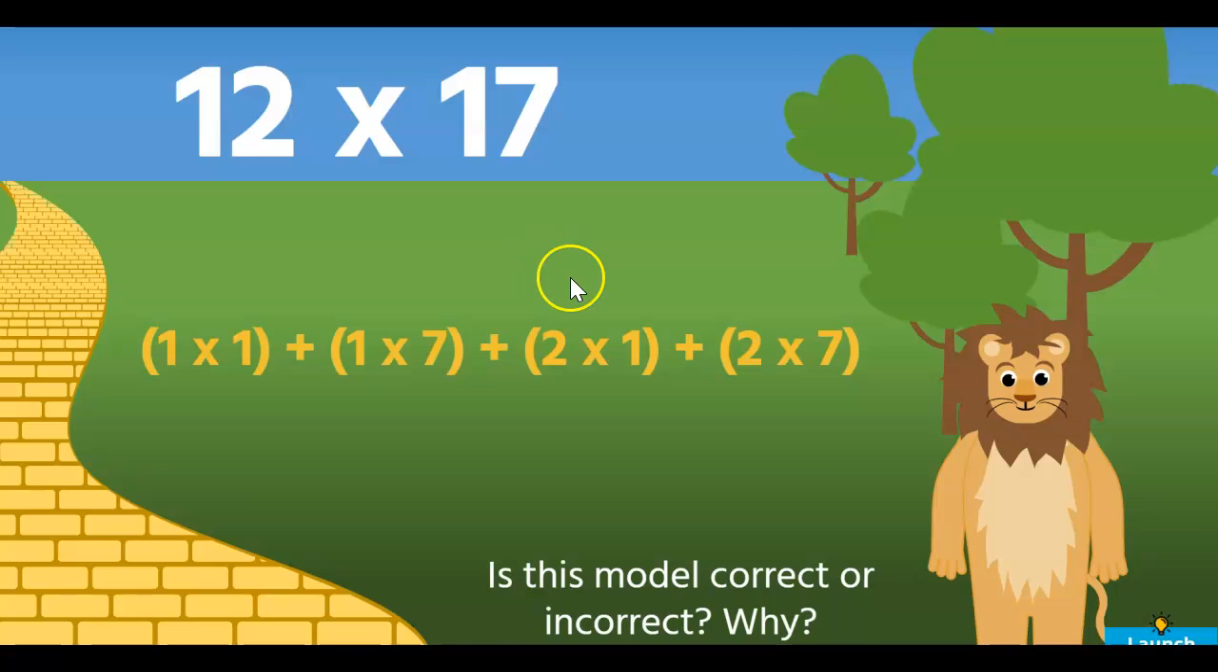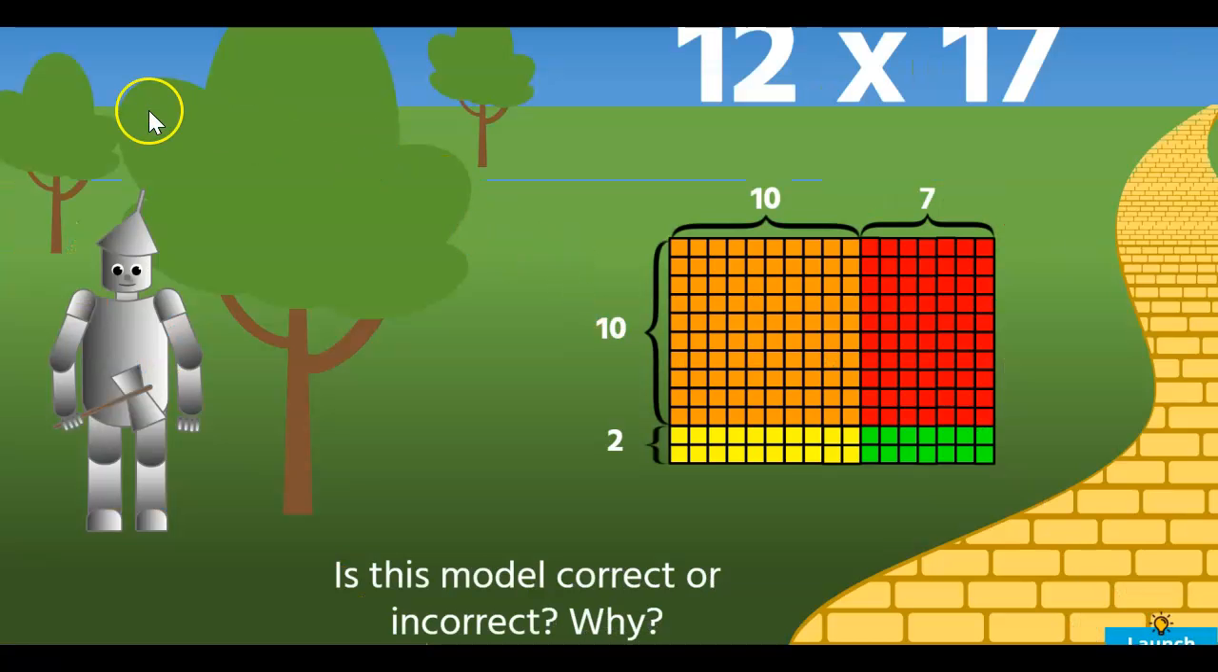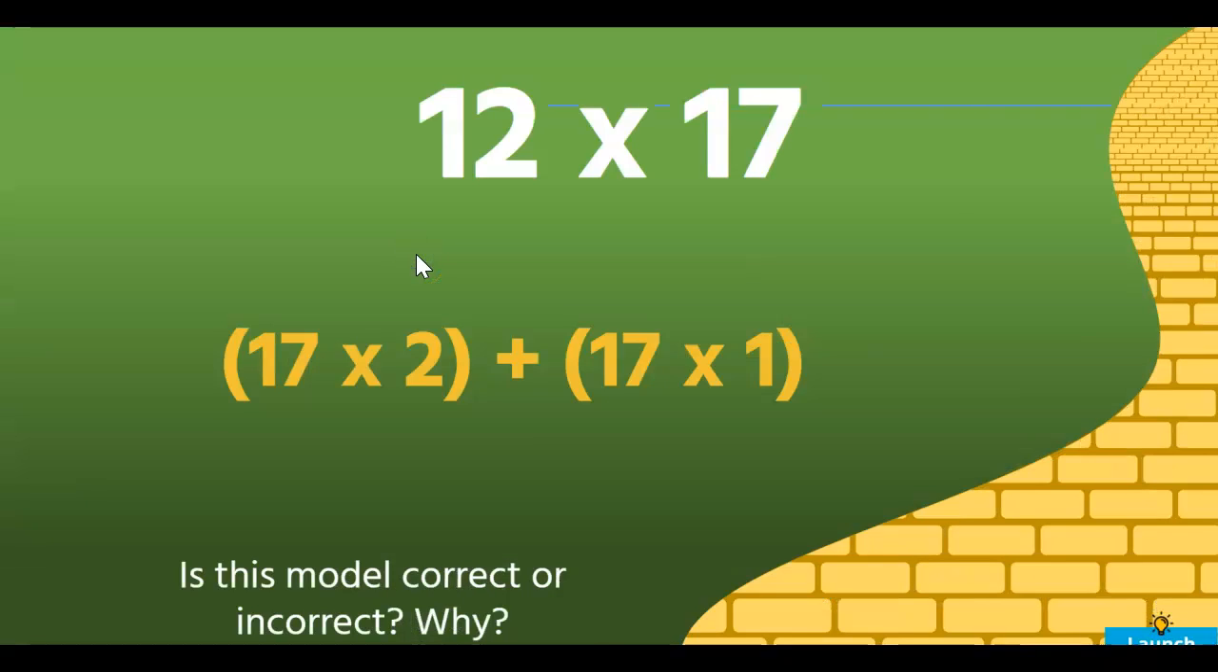So now we're going to move on. We've got another one, and I'm going to pause for a second. Is this model correct or incorrect, and why? So this model is correct because the area model has been correctly used in this situation. So the 12 has been decomposed to be 10 and 2, and the 17 decomposed to be 10 and 7. So this is the correct model for that one. And we'll move on to our next one.